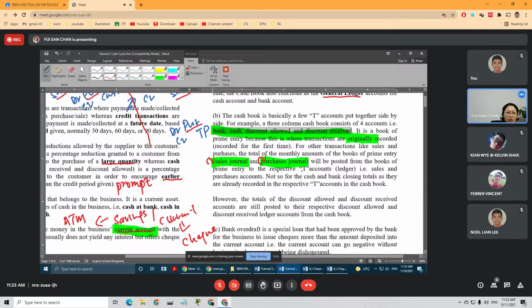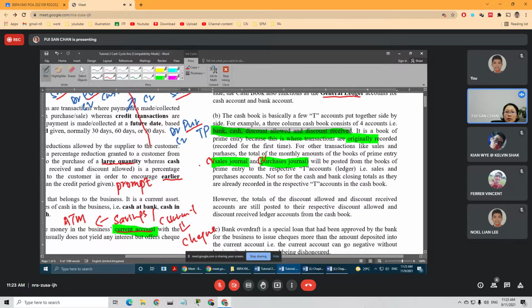And then you have return inwards and return outwards. When we sell to our customer, they might return goods back to us. That is called return inwards. When we purchase, we might return goods to our supplier. It's called return outwards. And then we have the journal. So all together, seven books of prime entry.